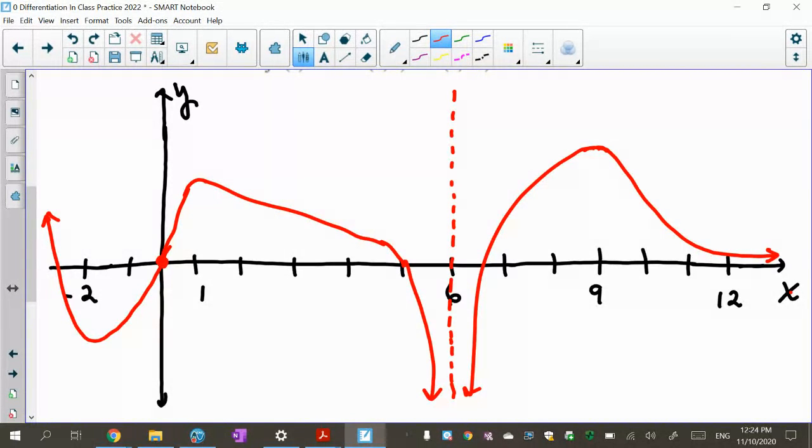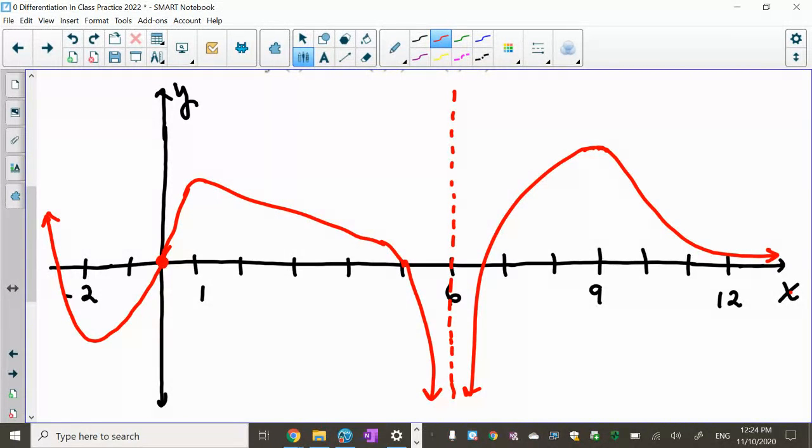So I hope you practice this and get more comfortable, but don't be afraid to erase. Erase if you need to and keep doing it. Make sure you do all the conditions.